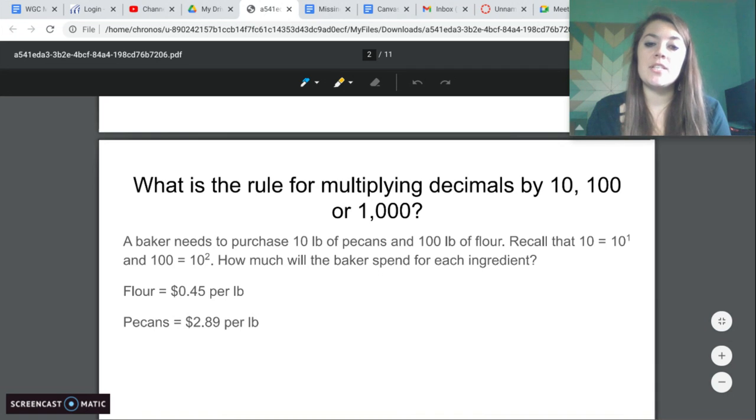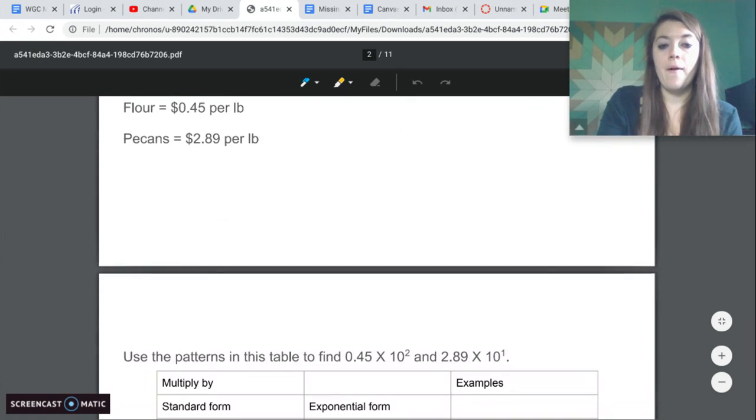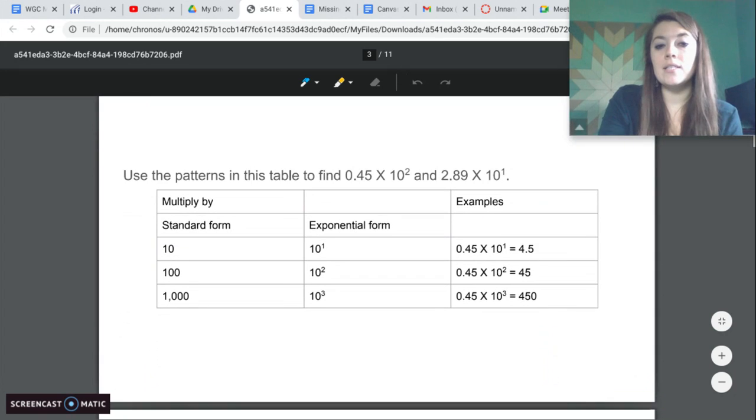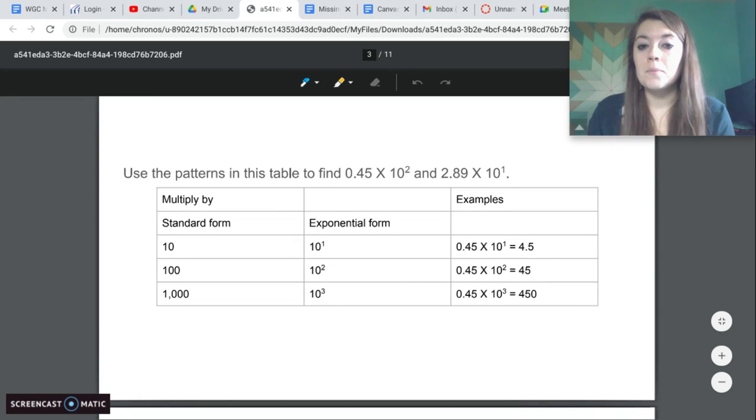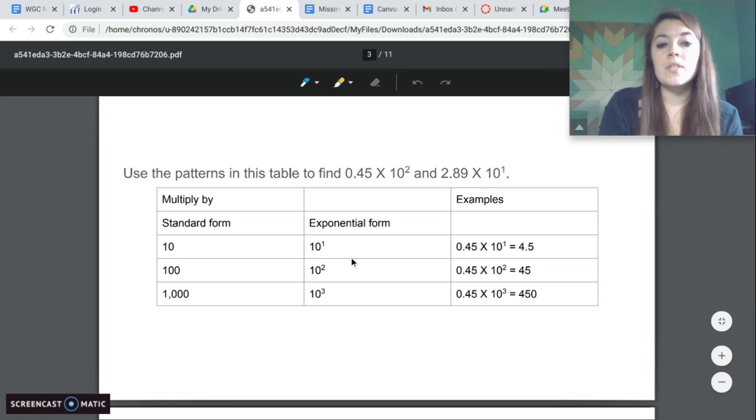A baker needs to purchase 10 pounds of pecans and 100 pounds of flour. Recall that 10 equals 10 to the first power, and 100 equals 10 to the second power. How much will the baker spend for each ingredient? Flour is 45 cents per pound and pecans are $2.89 per pound. We can use the patterns in this table to find 45 times 10 to the second and 289 times 10 to the first. So standard form 10, exponential form 10 to the first.